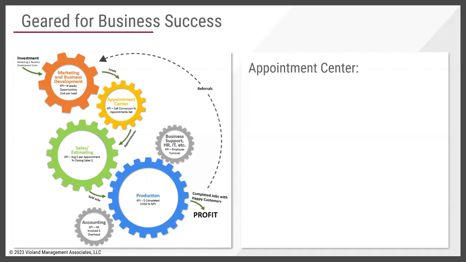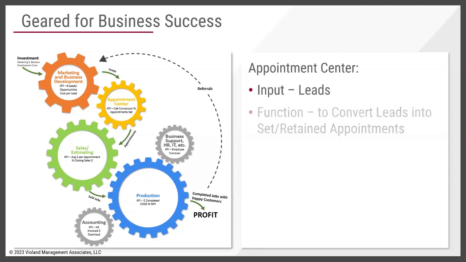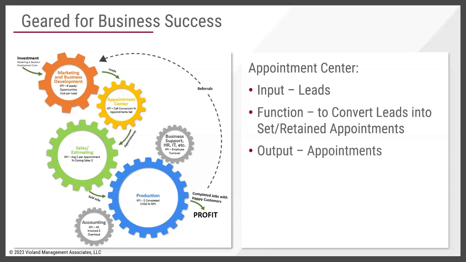And what ends up happening is they do their thing. They use their tools and skills, take that input, those leads, and do their job of converting these leads into set and retained appointments. These are appointments for our estimator, our closer, our salesman, whatever we call them, to go to the home and meet with the homeowner. So their function is to take those opportunities and convert them into appointments. Therefore their output is, of course, appointments.